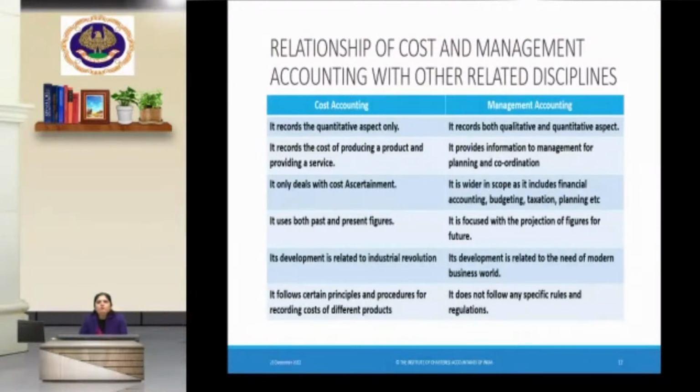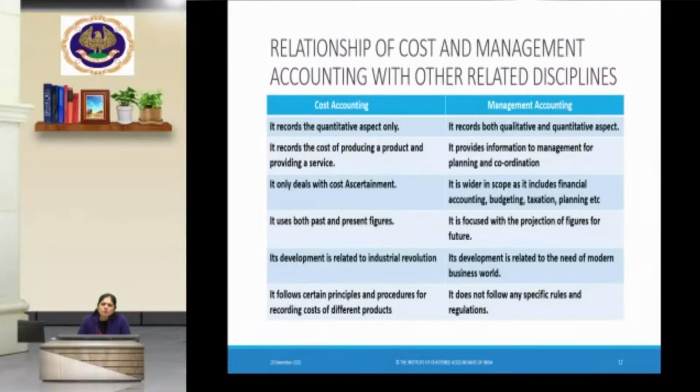So, management accounting, of course, the scope is much, much wider. Cost accounting is a part of management accounting. So cost accounting is basically the ascertainment of cost. So it's just one segment of management accounting. And of course, management accounting is much more than just cost accounting.